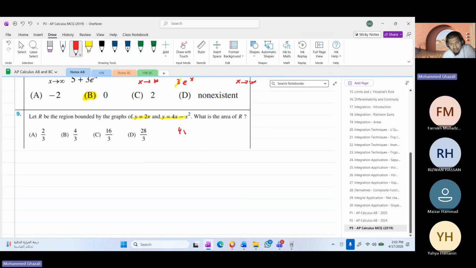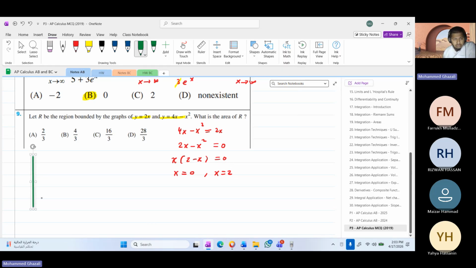So we'll say 4x minus x squared is equal to 2x, right? We bring the 2x over. So we will get 2x minus x squared is equal to 0 because 4x minus 2x is 2x. We take out x as a common factor. We're left with 2 minus x, which is equal to 0. So the points of intersection are at x equals 0 and x equals 2. So now we know that we are integrating between 0 and 2.